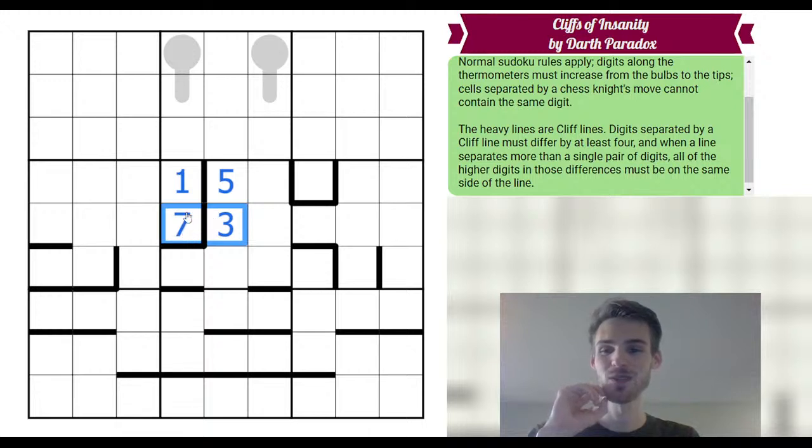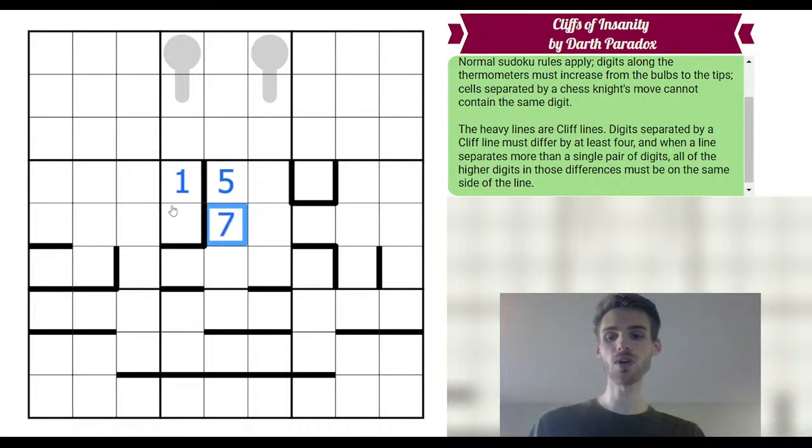Okay, so we couldn't have this scenario. This would be wrong. We need to have all of the higher digits on the same side of the line as each other. So we couldn't have a low digit over here and a high digit over here.